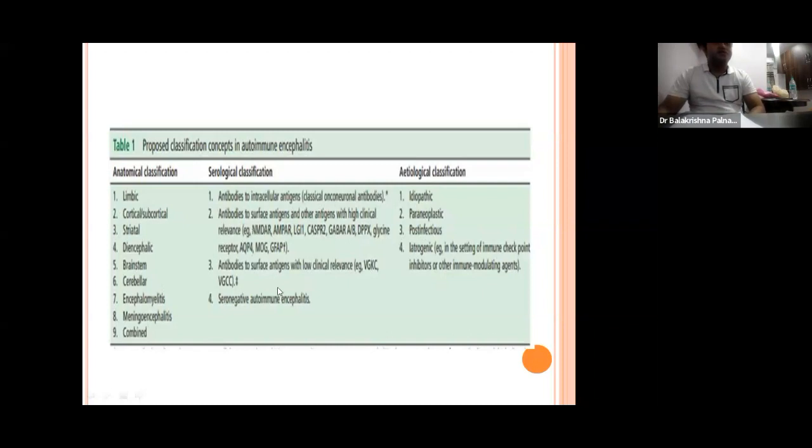One thing, as I suggested, it could be multiple areas are involved, and it can be seronegative autoimmune encephalitis. But before that, you need to make sure you send all the antibodies. Sometimes your glycine receptor or aquaporin, which can't be done clinically, will take some days to get the report. So before that, you can try this concept of seronegative autoimmune encephalitis.